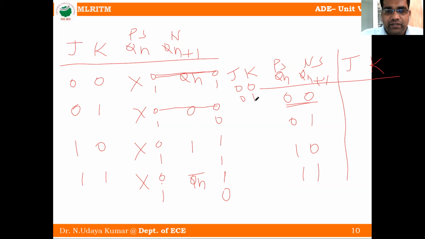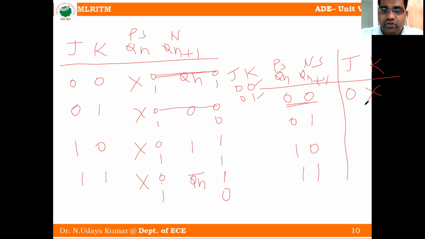0 and 1. That means for the two combinations, J is 0. That is a mandatory input. Whenever the present state and next state are 0 0, the mandatory input is J always 0 and K either 0 or 1, which is indicated as don't care. So that is the first case.